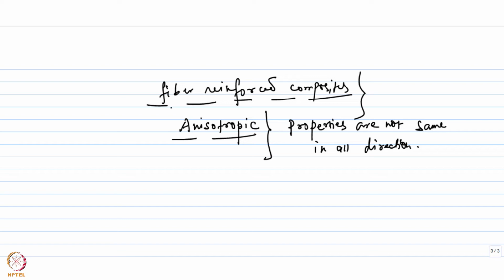This is because, as I said, the fibers are aligned in a particular direction. It could be vertical, it could be opposite to that, or it could be at some angle also, right? But whatever it is, when you talk about the properties of a composite material, you always expect better properties compared to the individual constituents.